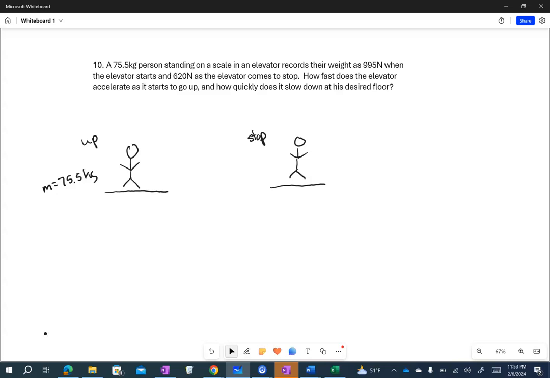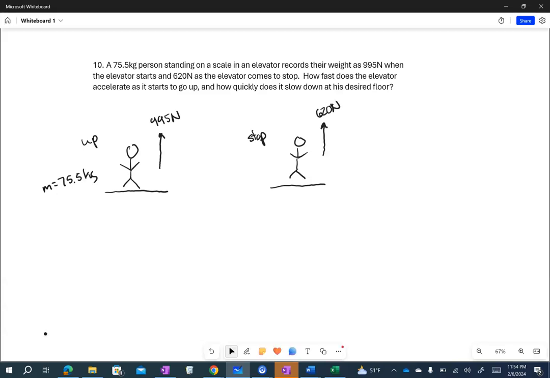And as the elevator starts upwards, that elevator scale is going to read 995. So again, we're calling this the scale reading. What it's really telling you is how much force the elevator is pushing up on the person with. It is 995 newtons. And then as the elevator comes to a stop, the scale reading goes down, instead of 995, to 620 newtons.